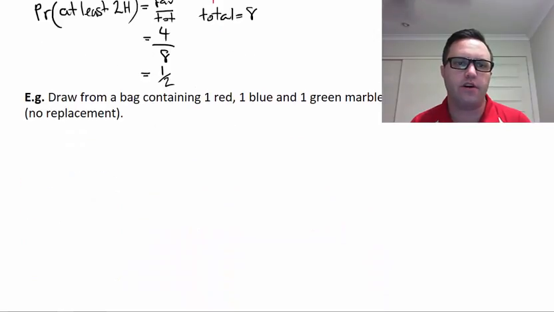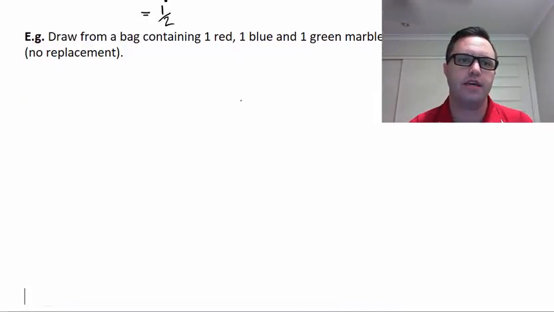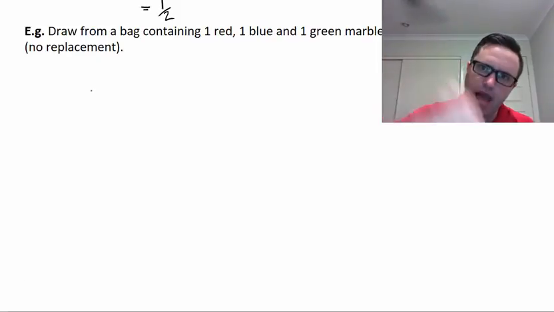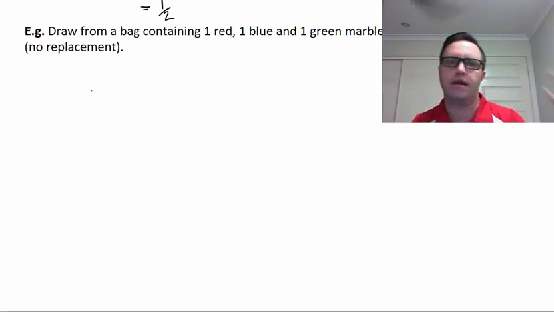Now, the other type is when we have no replacement, which is where the same thing can't happen again once it already happened. So imagine a bag containing 1 red, 1 blue, 1 green marble. Super exciting, yeah? So this one we have no replacement. Once you've drawn a marble out of the bag, you don't put it back in to draw out again. You pick it out and place it next to you.